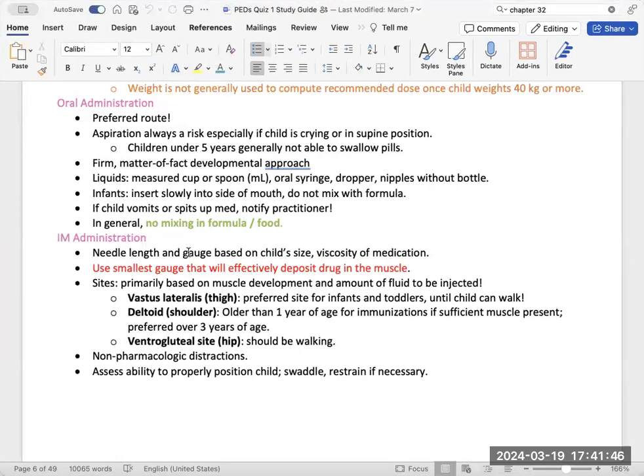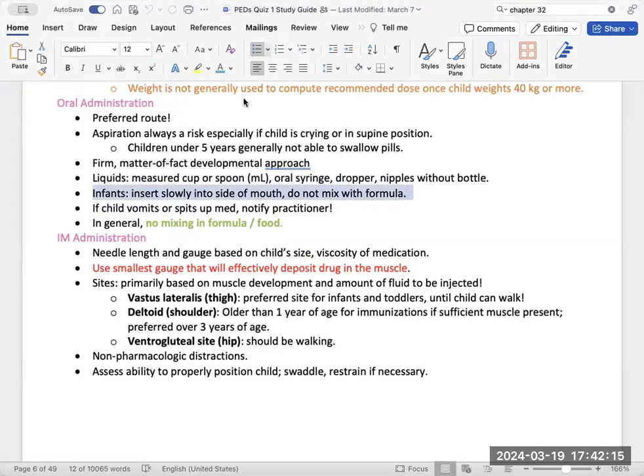Liquids will be measured in a cup or a spoon by ml or milliliters, such as an oral syringe or a dropper. You could use little nipples on the bottles or without the bottle. For infants, this is a really important thing: if you're going to give them an oral medication, you need to insert it on the side of the mouth. Okay, and do not mix it with formula.